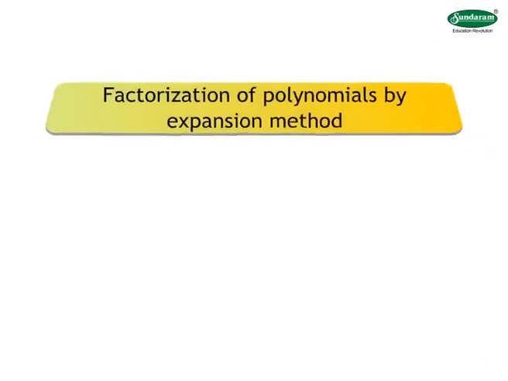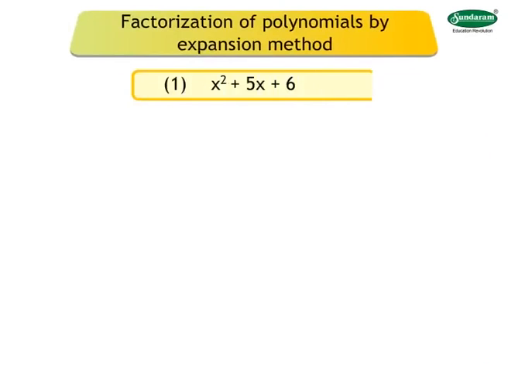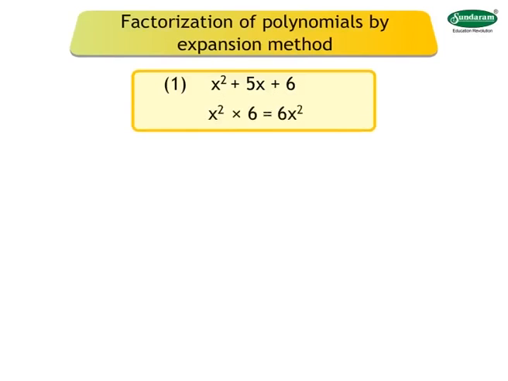1. x square plus 5x plus 6. I hope you all remember, while factorizing a given trinomial, we should look for two factors of the product, first term into the last term, such that their sum is equal to the middle term. In this x square plus 5x plus 6, the product of the first term and the last term is x square into 6, which is equal to 6x square. We should expand 6x square in such a way that their sum is equal to the middle term.